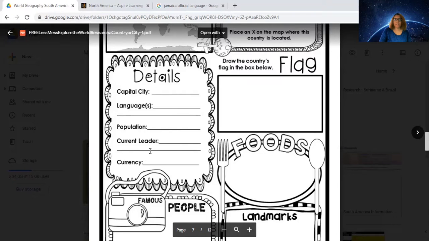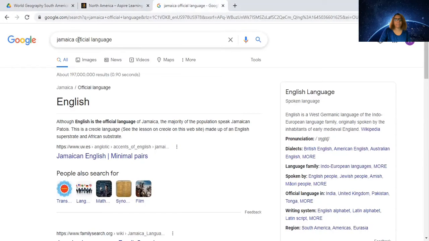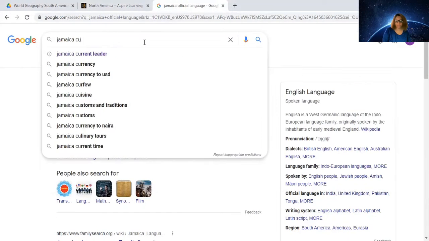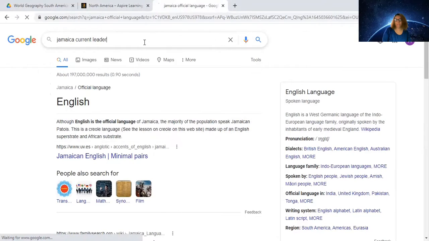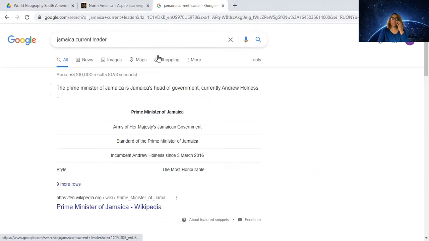And let's see, the next thing, current leader. So this one, even with the resources that I put, you would still probably have to put current, or do it this way, just because those resources update maybe yearly, if even that sometimes. So you want to put Jamaica current leader. And you see, it's the prime minister who is the leader, the head of government. It says currently Andrew Holness. But what I find interesting, let me see something here.